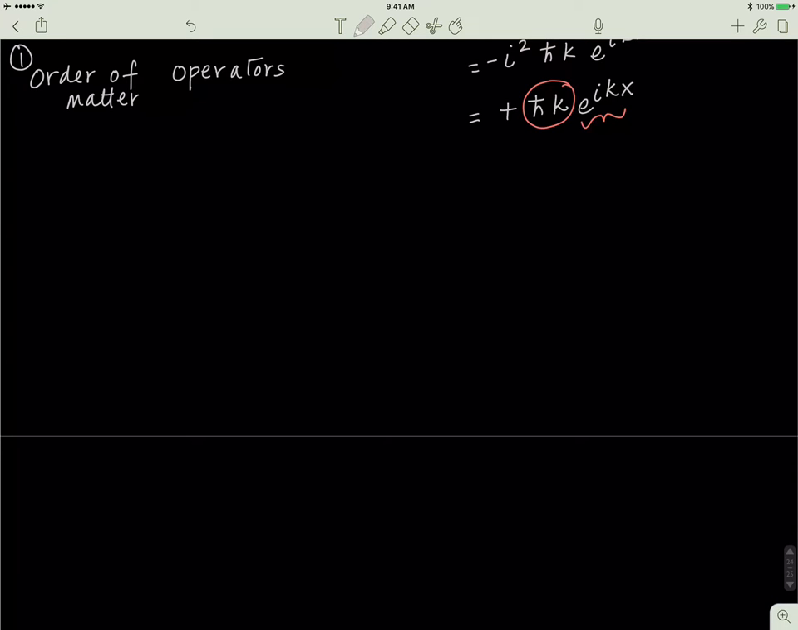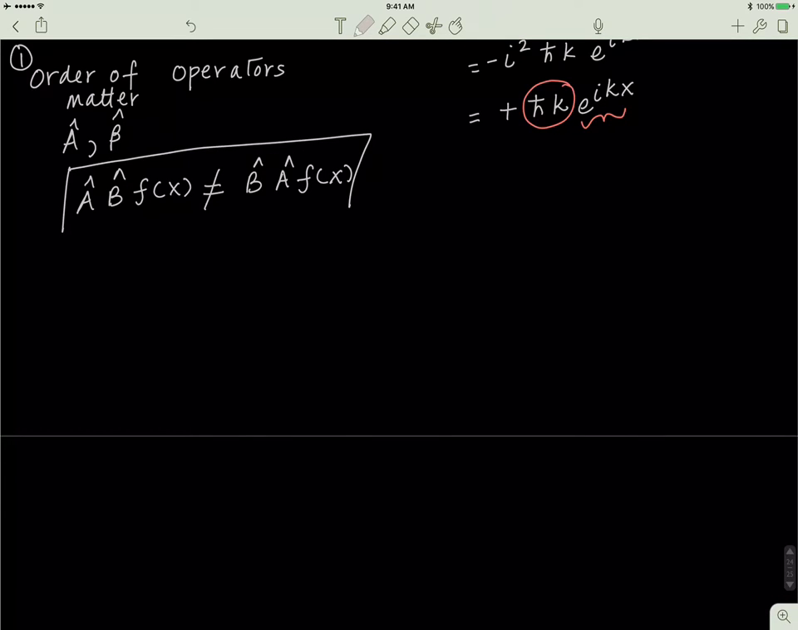So if you have two different operators, let's say we have A and B, then what I mean by the order of operators matters is that if A and B are acting on some function f of x, then it is not always going to be the case that this relationship is true. There will be some special cases in which this will be true, but in the majority of cases, you can't switch these operators around and expect the answer to be the same, okay?